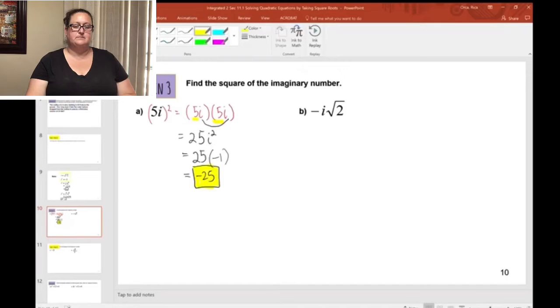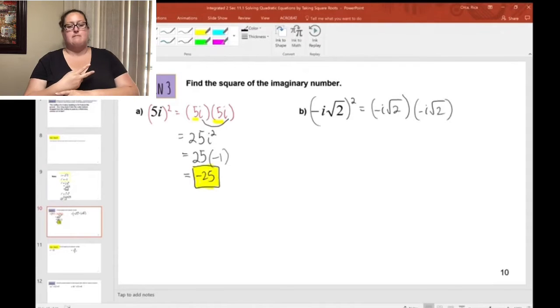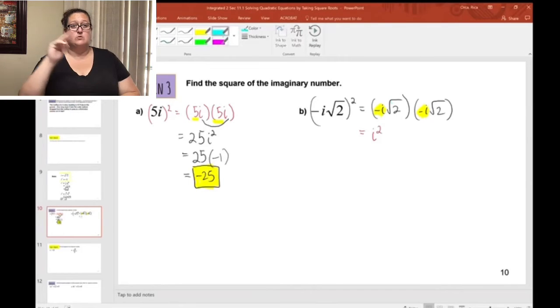Now let's look at part B. We want to square -i times radical 2. -i times radical 2 squared is equivalent to -i radical 2 times -i radical 2. Let's multiply -i times -i. -i times -i is +i squared. And radical 2 times radical 2 is radical 4.